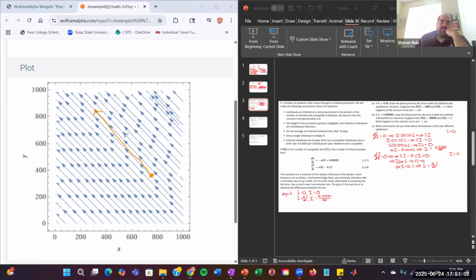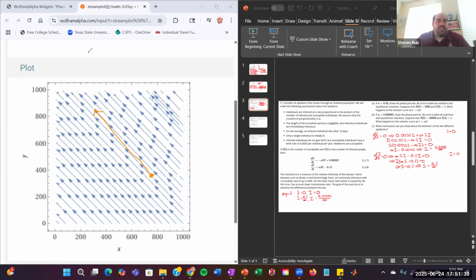So what does that mean about my situation? Well, it means that X is decreasing and Y is increasing. So my number of susceptible people is decreasing to 0, and my number of infected people will increase, it looks like, to 1,000. That might be a little hard to argue because these all look very linear.